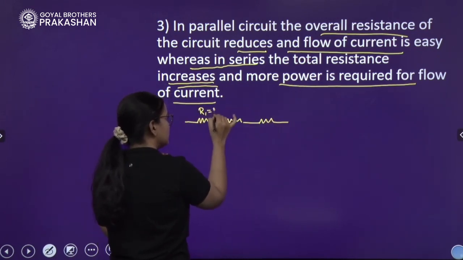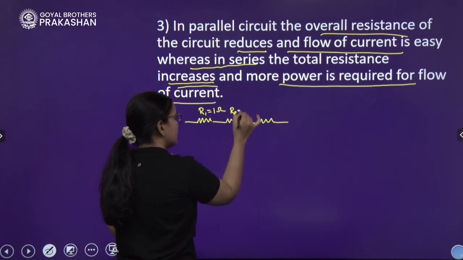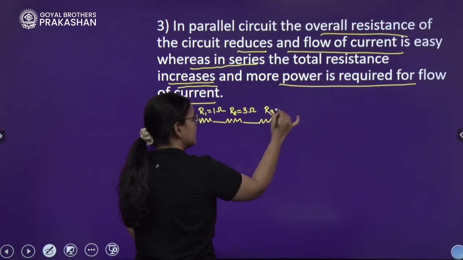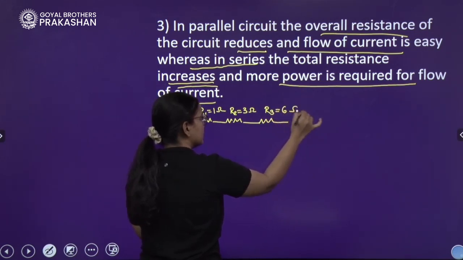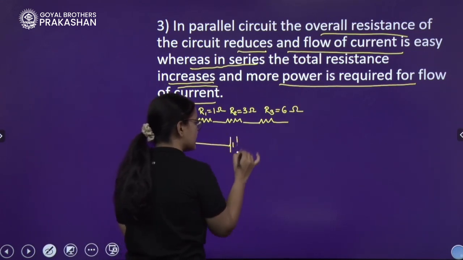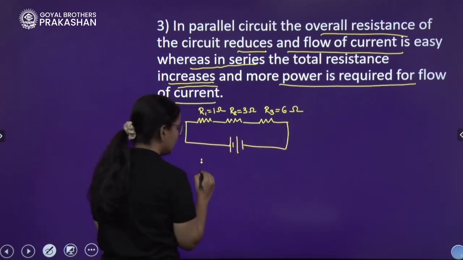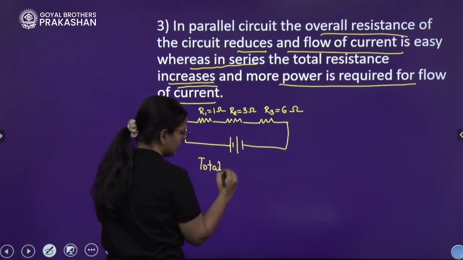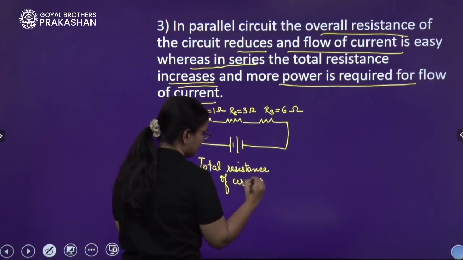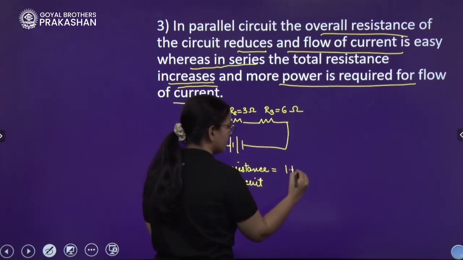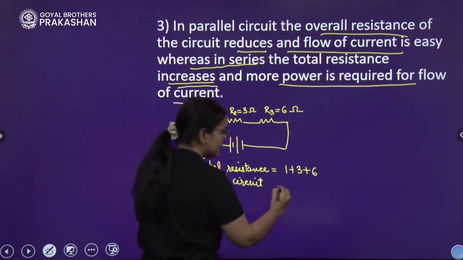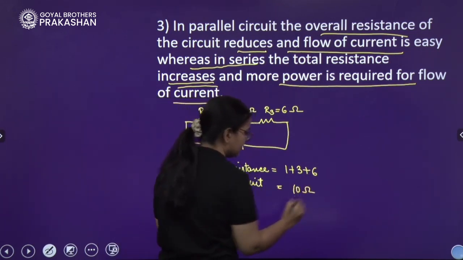R1 is 1 ohm, R2 is 3 ohm and R3 is 6 ohms. Okay. Now in case of series, if they are in series, the total resistance of this circuit is what? 1 plus 3 plus 6. The value is 10 ohms.